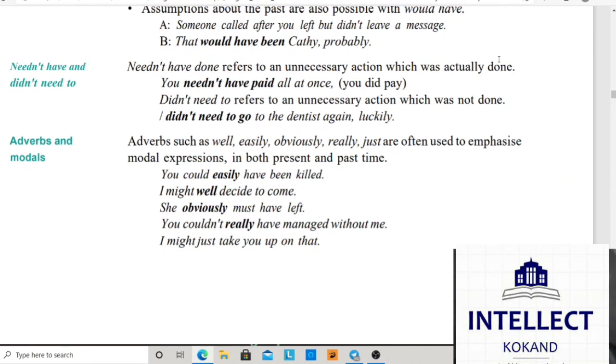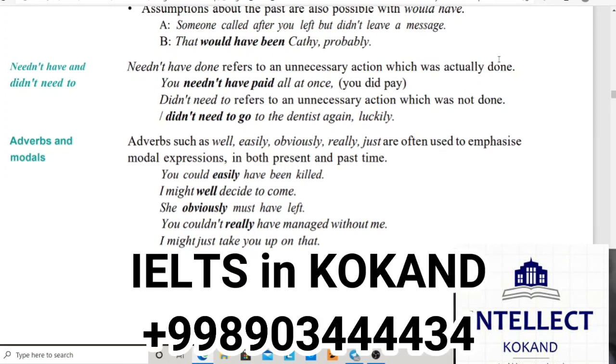I might well decide to come. Maybe I will decide to come. She obviously might have left, because for example her shoes are gone and she wrote that she left. What do you say? She obviously must have left, right? She obviously must have done something else, right? Because she's not here. You couldn't really have managed it without me. You would surely have died, you couldn't have done anything. What do you say?